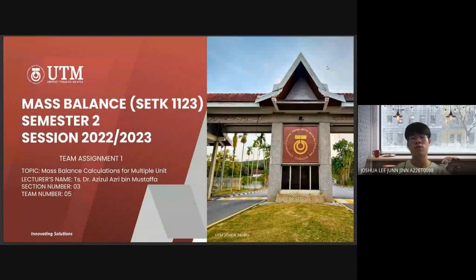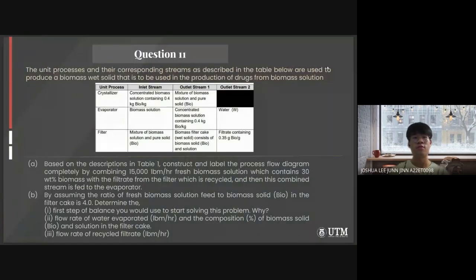So in this video, we are going to present our team assignment 1, which is question 11. Question 11: the unit processes and their corresponding streams as described in the table below are used to produce a biomass wet solid that is to be used in the production of drugs from biomass solution. So this is the table given.